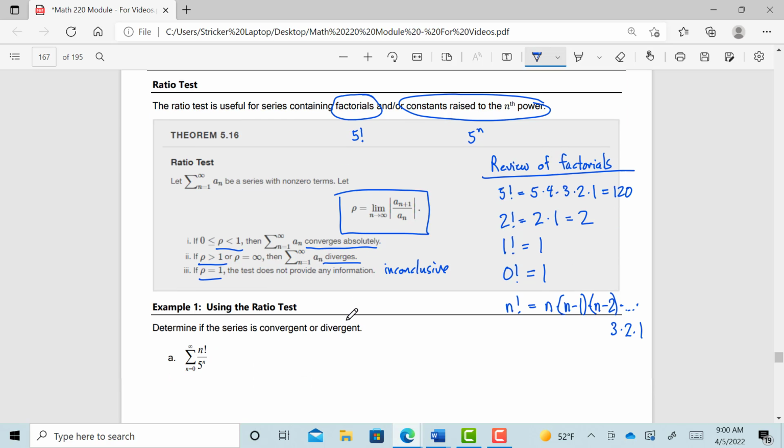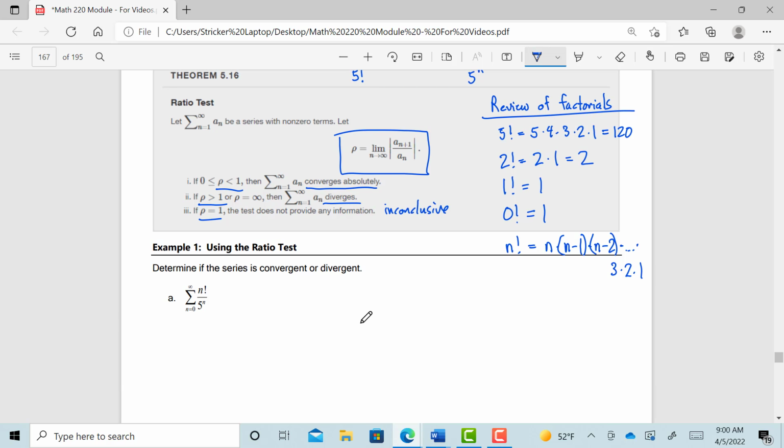Okay, so let's see how this works. Example 1, determine if the series is convergent or divergent. And so we're going to use the ratio test, and we want to find rho. We want to find the limit as n approaches infinity of a sub n plus 1. So that's our n factorial over 5 to the n, where instead of having n, we have n plus 1. So this is going to look like n plus 1 factorial over 5 to the n plus 1. And then that's divided by a sub n, which is n factorial over 5 to the n.